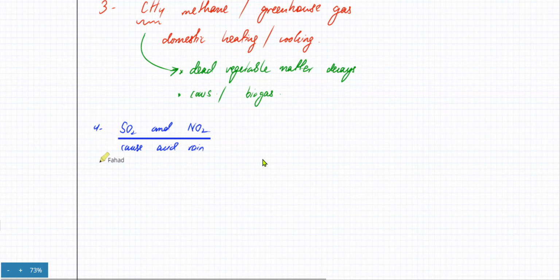Where do you get SO2 in the first place? The source of SO2, the place where you're going to get SO2, is volcanic activity.